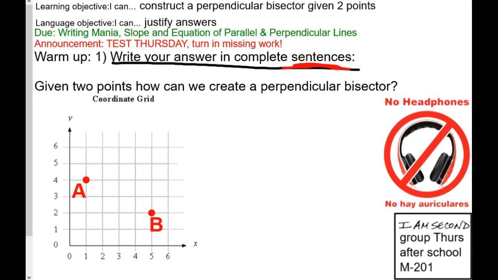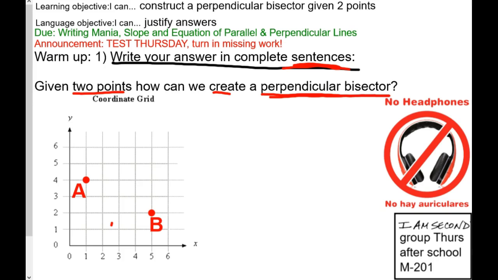Now, let's think about this. The question is, if you're given 2 points, like the picture, how can you create a perpendicular bisector? So, class, what is a bisector? What does that do to something? Cuts it in half. Now, if I want to cut something in half, I need to know where the point is halfway. What do you call the point that's halfway? Midpoint. Thank you. Now, that could be part of your sentence, right? I need to find the midpoint, right?